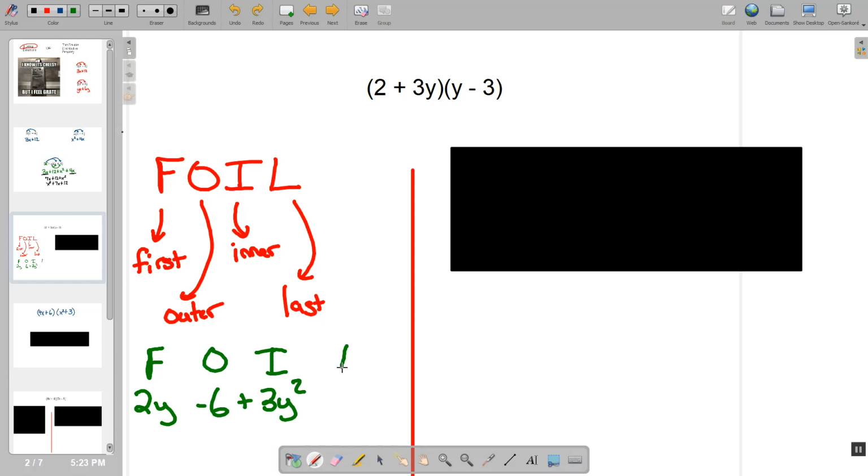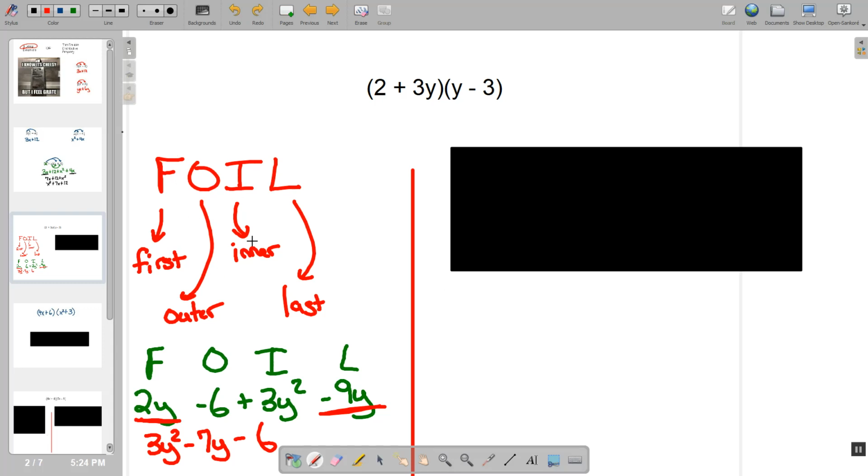And finally, the L stands for last, which would be this 3y and this negative 3. So we get negative 9y. Once again, we can combine like terms, which in this case is the positive 2 and the negative 9y. Writing my answer in descending form would be 3y squared first, negative 7y from simplifying these terms second, and negative 6 last. So that's what foiling is.